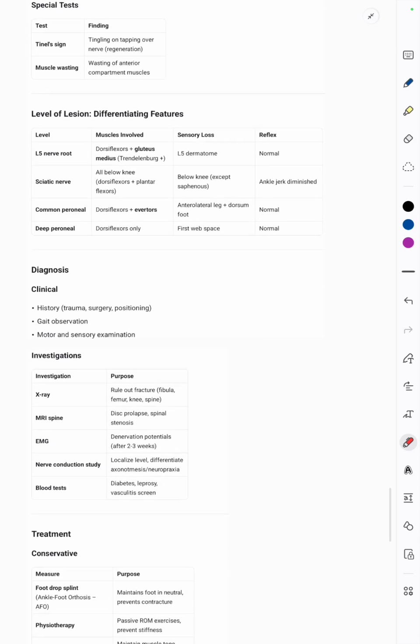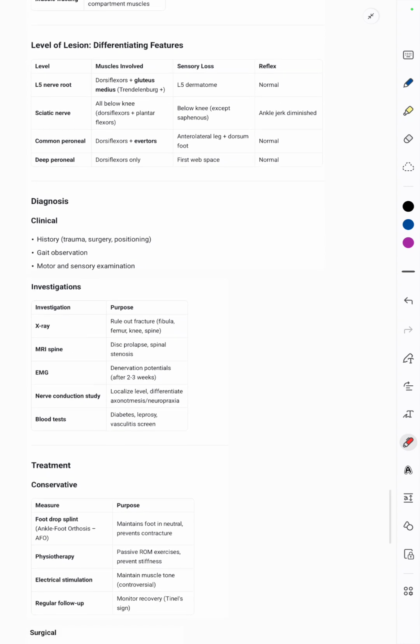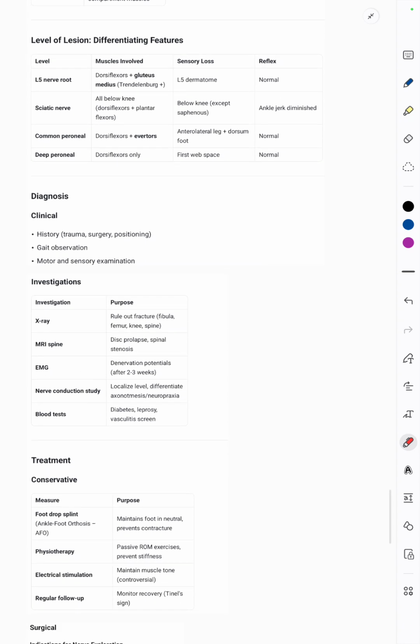Now, level of lesion. If the L5 nerve root is getting damaged, then gluteus medius is affected, and when gluteus medius is affected, the Trendelenburg gait is seen. In case of sciatic nerve, all the muscles below the knee and above the knee are affected. Ankle jerk is diminished. In common peroneal nerve, the everters are affected, because of which eversion of the foot cannot happen. Only if it's a deep peroneal nerve, then foot drop will be seen and sensory loss over the first web space.